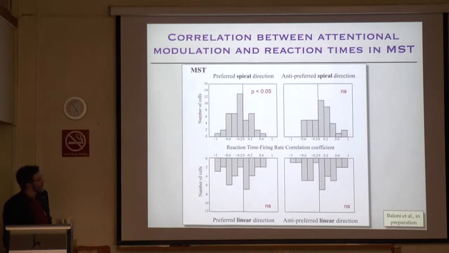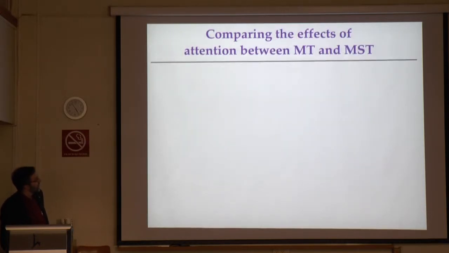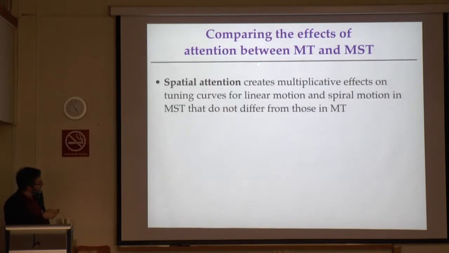So let me summarize. For what I just showed you for MT and MST, spatial attention does create multiplicative effects for linear motion and spiral motion in MST, and they look the same as in area MT.